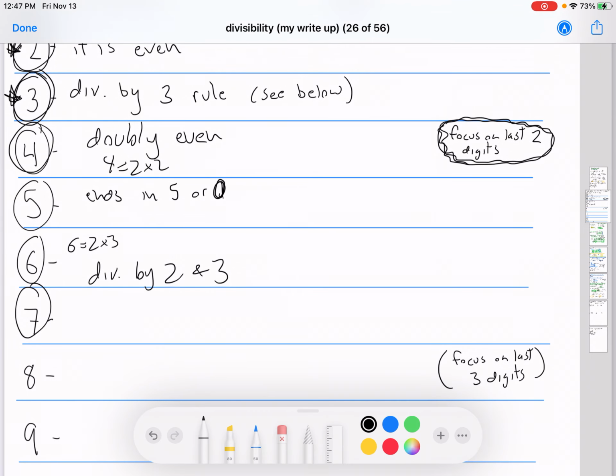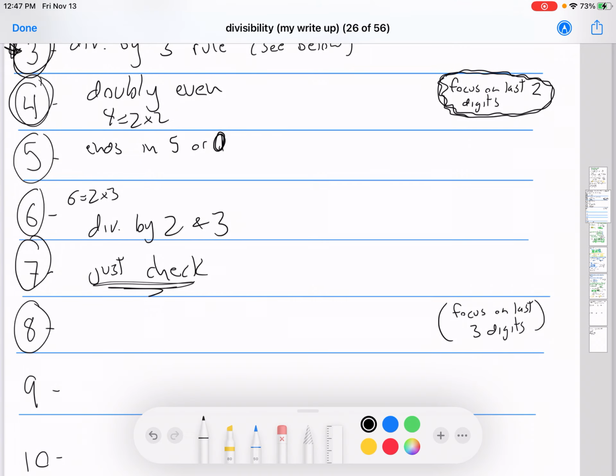How do we see if a number is divisible by 7? Just check. There is a divisible by 7 rule, but it is so long and convoluted. For this one, it's actually just easier to check. Now, 8. 8 is equal to 2 times 2 times 2. So this number would be triply even, which means you can divide by 2 3 times. Divide by 2, divide by 2, divide by 2.